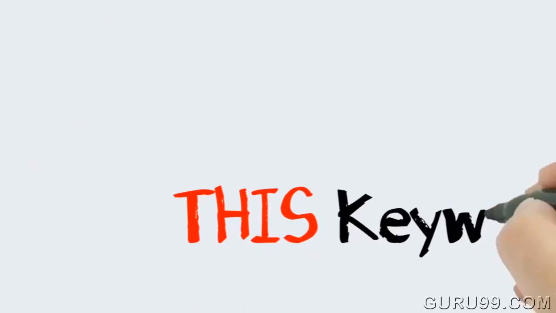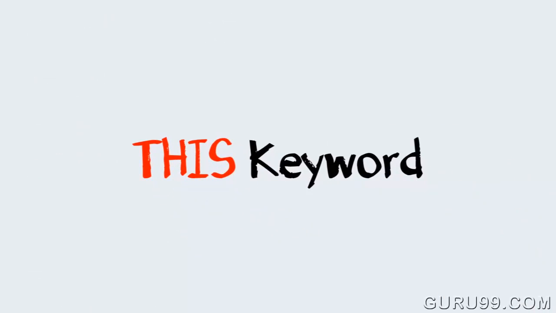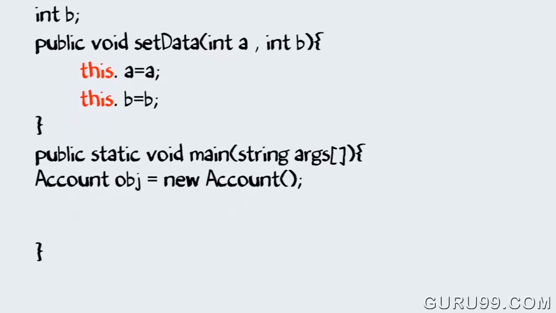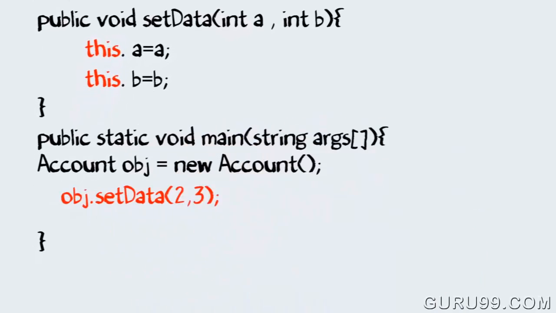The problem can be overcome by this keyword. Append both A and B with the this keyword followed by a dot operator. During code execution, when your object calls method setData, the keyword this is replaced by the object's handler obj. Now the compiler knows the A on the left-hand side is the instance variable, whereas A on the right-hand side is the local variable. The variables are initialized correctly and expected output is shown.